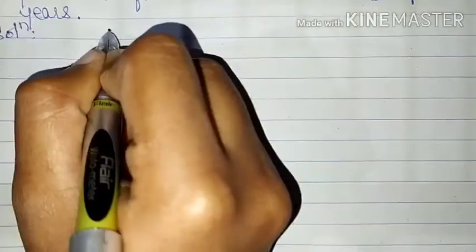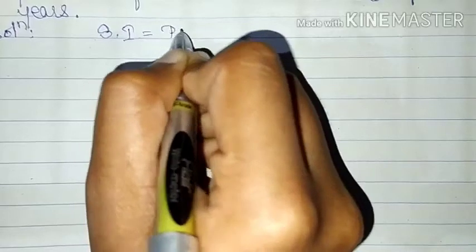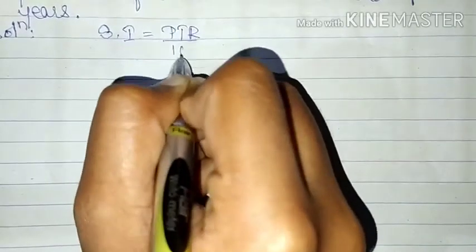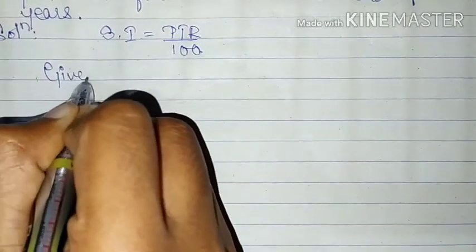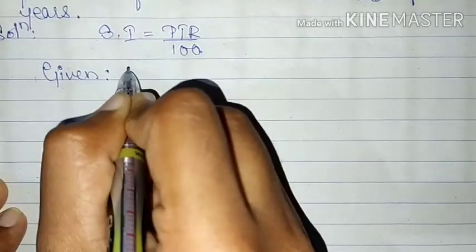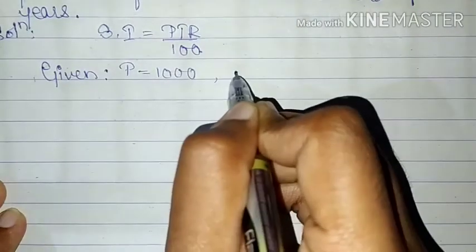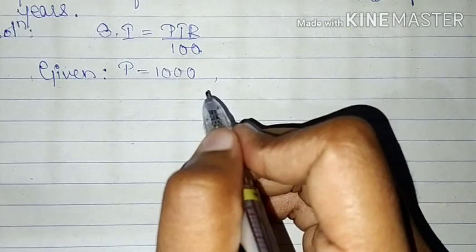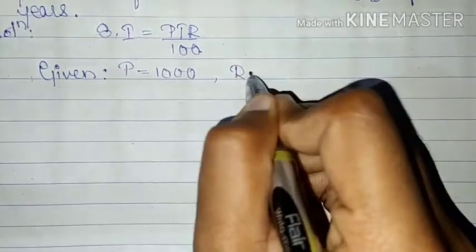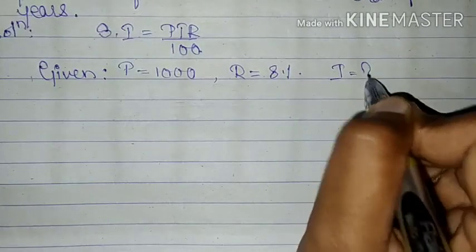Simple interest is given by the formula SI is equal to PTR by 100. I hope you remember this because given, we have to calculate it, right? Given the principal amount is 1000. We have time. Time is end of each year. So time is 1 year, 2 years, 3rd year, 4th year, like that. Rate of interest is 8%.